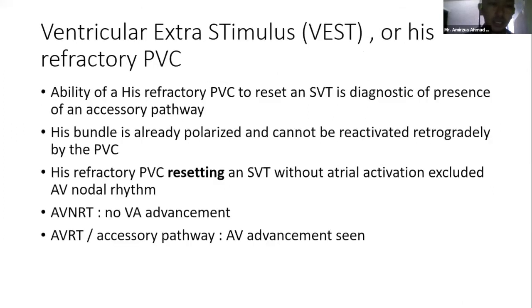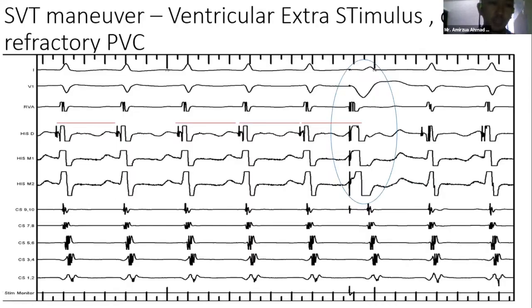So for every tachycardia, we need to start with a maneuver to differentiate. Is it AVRT or AVNRT? Okay, first thing we need to do is the VEST. During the VEST, the most important result we need to know is, is it advanced or not advanced? When you say no advancement, we exclude the pathway, but if advancement, that's a pathway. To do the VEST, we put a single premature beat during the tachycardia and we need to see the response. Is it advancing the atrial channel or not?